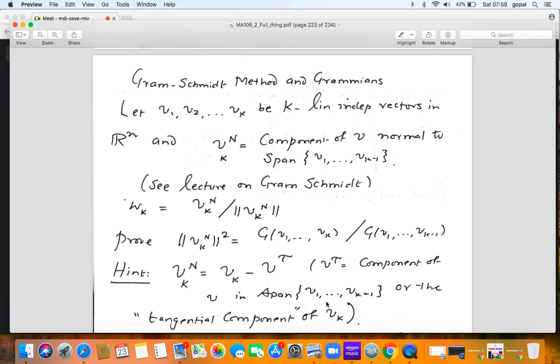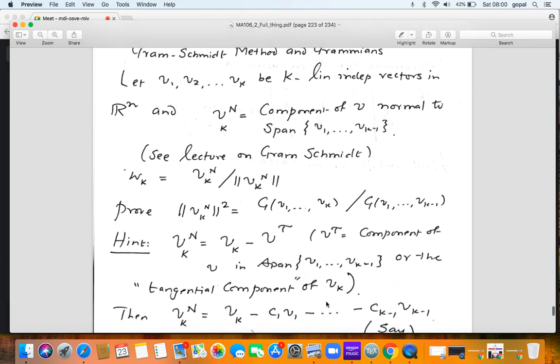Subtract from V2 the tangential component, and you will get the normal component V2 superscript n, and you will divide by the length, and you will get your W2. Then you will go to the next vector V3. You will subtract from V3 the component lying in the plane of the previous two, and you will be left with the normal component, and you have to divide by the length of the normal component. Now, this theorem says that you keep dividing at each stage Vkn by the norm of Vkn.